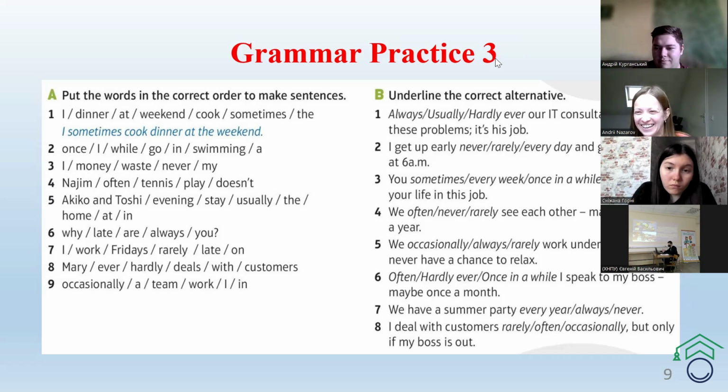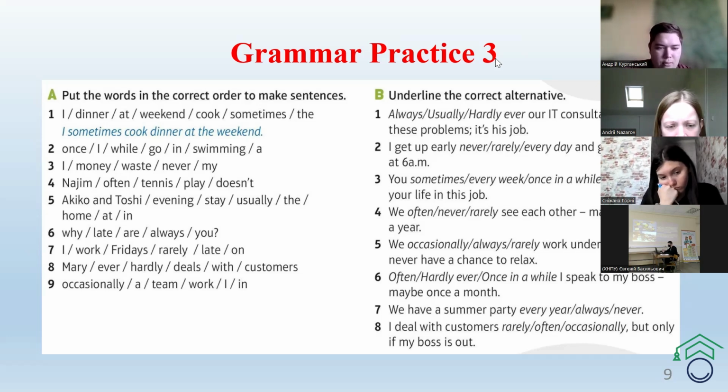Tetiana, you're welcome. Sentence 9. Can you read sentence 9? I occasionally work in a team. In a team. Yeah? You're right. I occasionally work in a team.